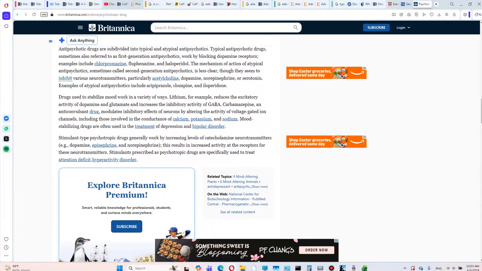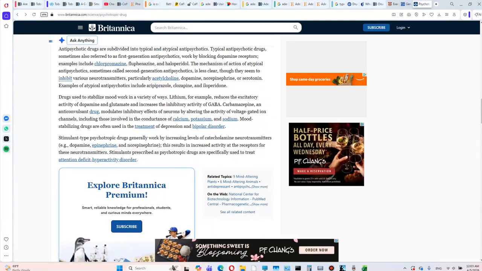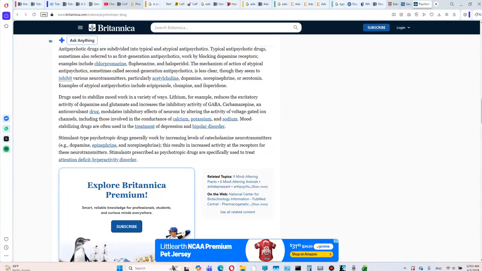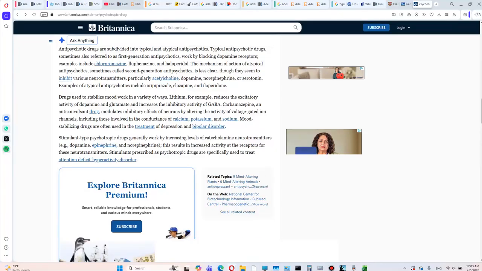Antipsychotic drugs are subdivided into typical and atypical antipsychotics. Typical antipsychotic drugs, sometimes also referred to as first-generation antipsychotics, work by blocking dopamine receptors. Examples include chlorpromazine, fluphenazine, and haloperidol.